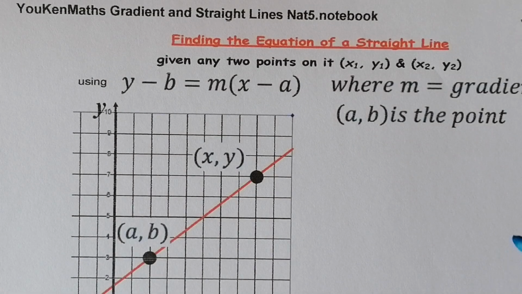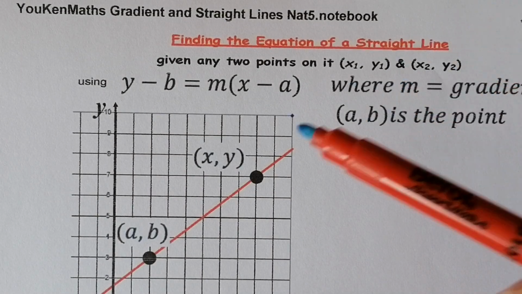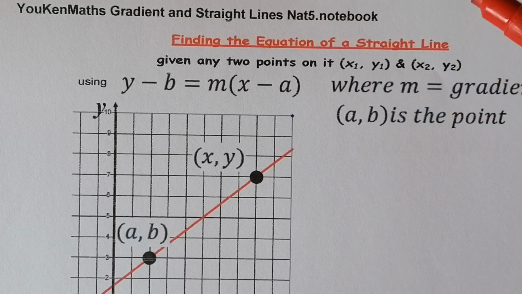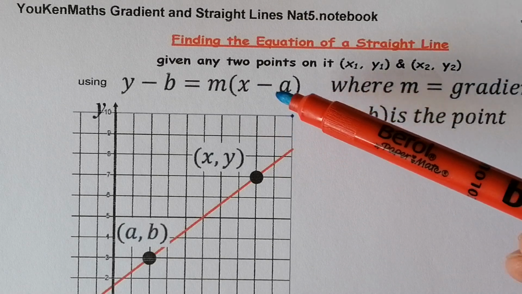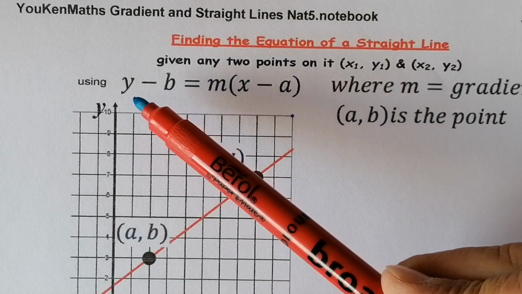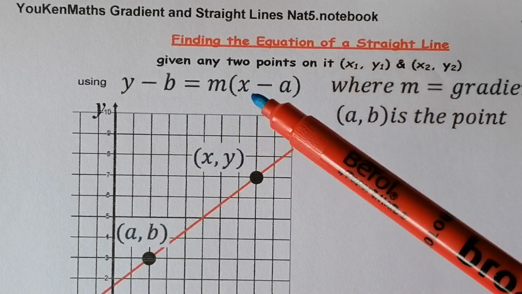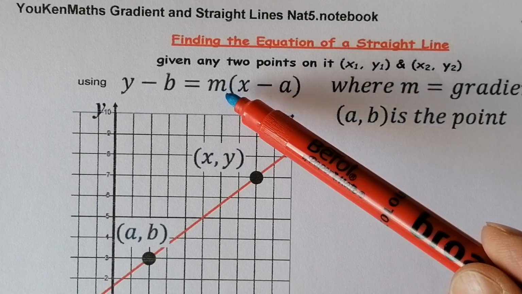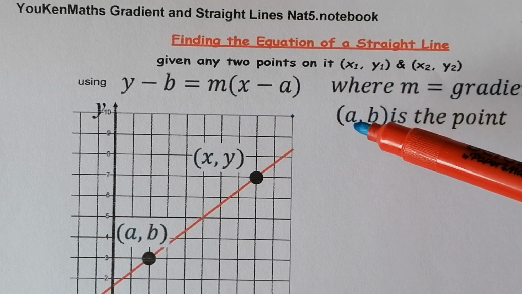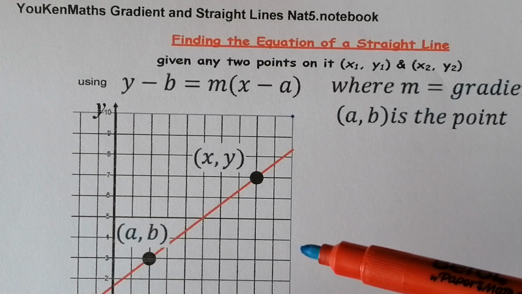Today we're learning to find the equation of a straight line between 2 points, and what we're going to do today is use an alternative formula. The formula we're going to use is y minus b is equal to m times x minus a, where m is the gradient, and a and b would be a point that's on the line.